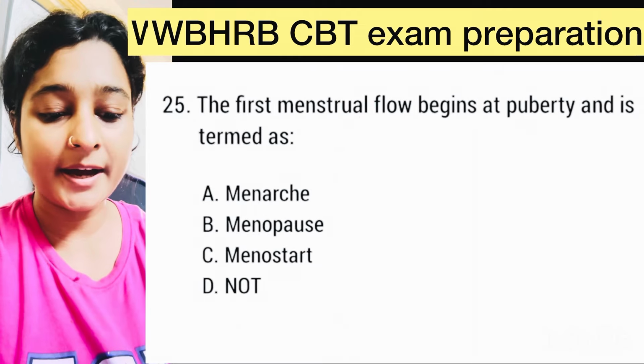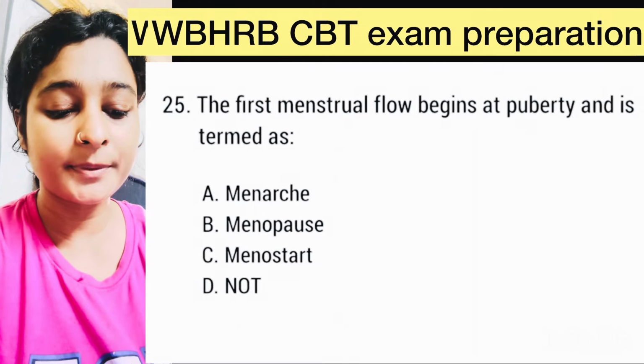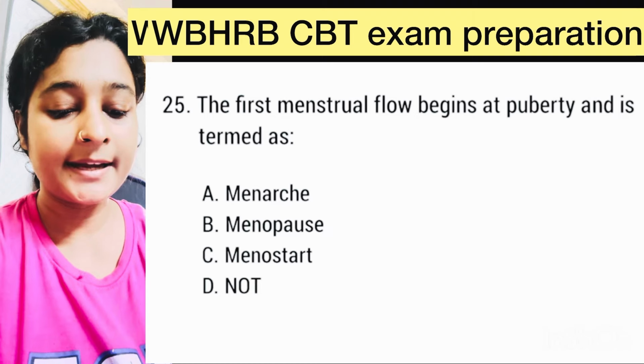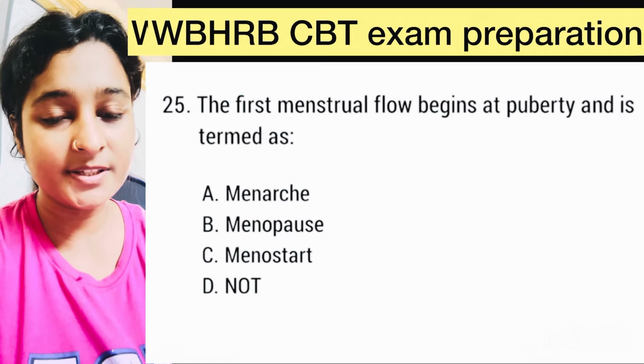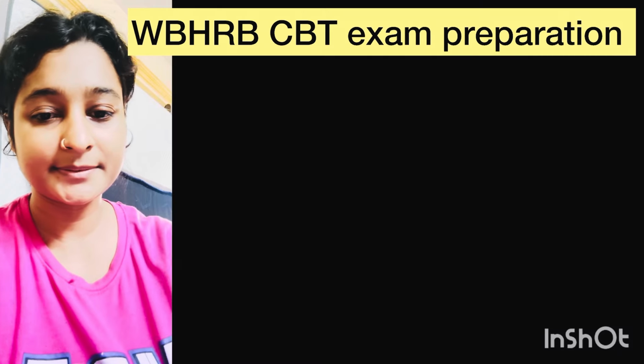Question number 25. The first menstrual flow begins at puberty and is termed as. Here correct option is option A, menarche.